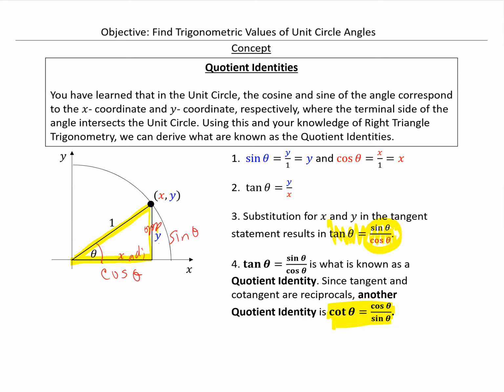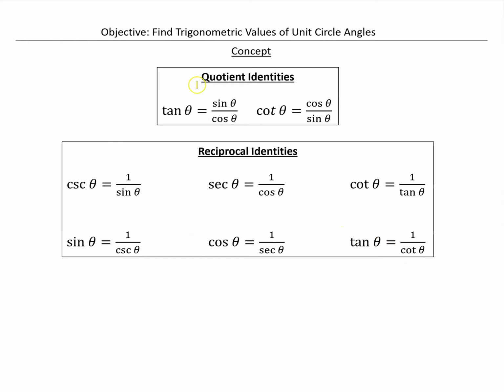We're adding those identities now. So super important, know our quotient identities for tangent and for cotangent. And the reciprocal identities that we will be using here will specifically be cosecant is 1 over sine and secant is 1 over cosine. The other reciprocal identities are shown here, but we won't need them in this lesson.